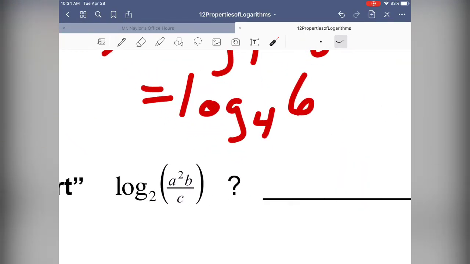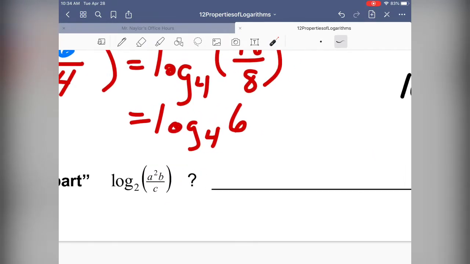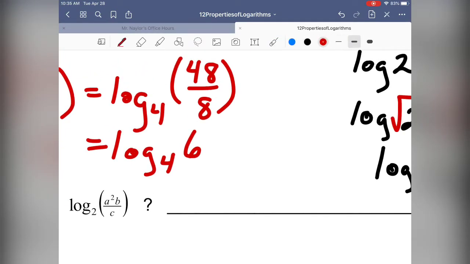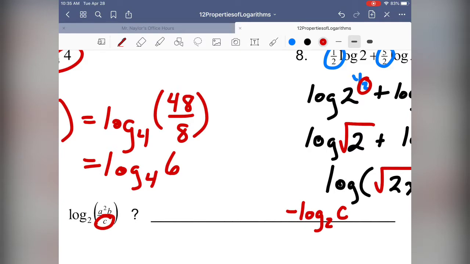Okay, now this log down here has got 3 components to it. It's got an a squared, it's got a b, and it's got a c. What I want to help you see is how we can pull this all apart in one step by recognizing, first of all, that we have something that's being divided. Now, whatever's being divided becomes part of a subtraction. What's the subtraction? It's going to be the subtraction of the log base 2 of c. Now, whatever's in the numerator is going to be part of an addition. What addition? Well, I'm going to be adding the log base 2 of b. Okay, so that was the b that I took care of. And I'm going to be adding the log of a squared.